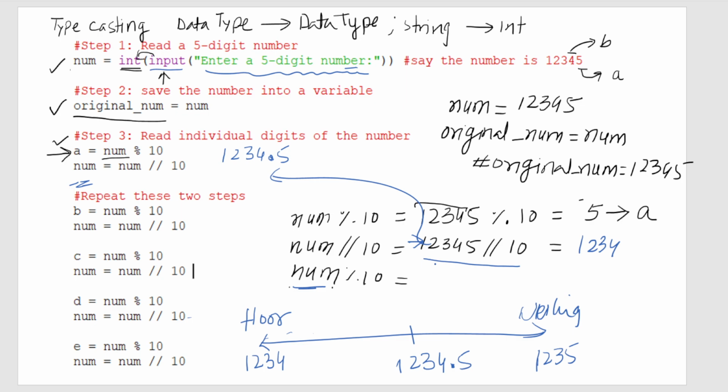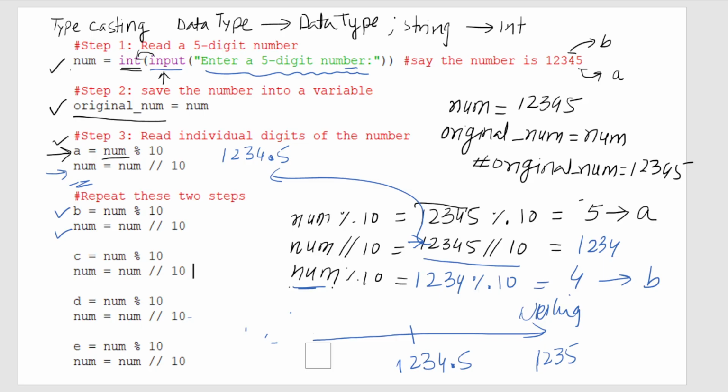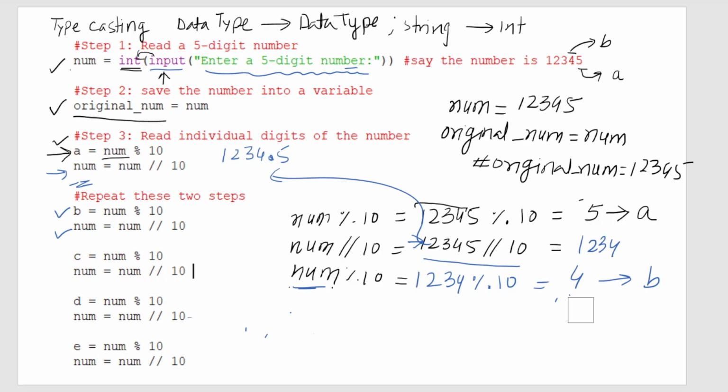That's what we did. We reduced the number and then we applied the same logic of num modulus 10. Then we again reduce the number. Now if I again reduce this number, what will be the value? 1 2 3 instead of 1 2 3 4, right? It will be the value 1 2 3, and when we take a modulus of 1 2 3, we will get a value.